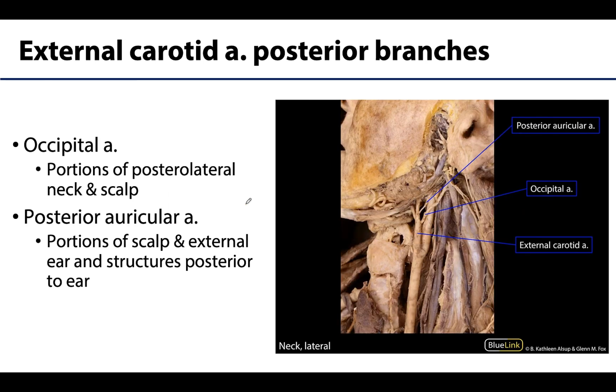There are two posterior branches of the external carotid artery, and these are often easiest to locate as they head towards their targets. You will have the occipital artery, which is heading towards that posterior lateral neck and scalp, whereas the posterior auricular artery supplies portions of the scalp and around right to the posterior portions of the ear. So they're going to similar places. The posterior auricular artery will stay a little bit closer to the posterior ear.